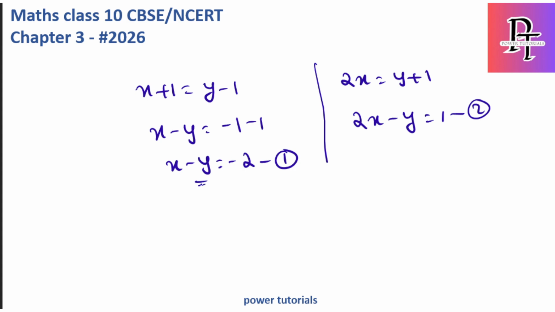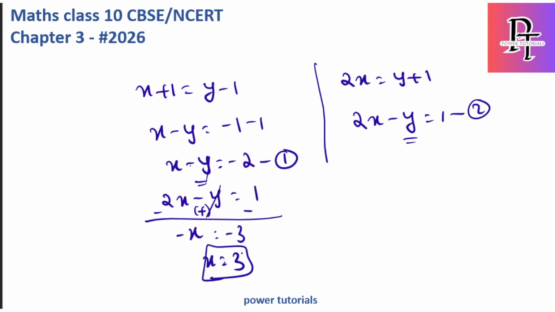I can see here the y terms are both the same, so I can eliminate the y variable. I'll write here 2x minus y is equal to 1, and I want to subtract because both the signs are the same. If signs are same, I need to subtract. 2x minus x is x, y gets cancelled out. Minus 2 minus 1 is minus 3. So the x value is 3. I got the x value. I'll substitute in this equation. 3 minus y is equal to minus 2, or 3 plus 2 is equal to y. I got the y value, which is 5.